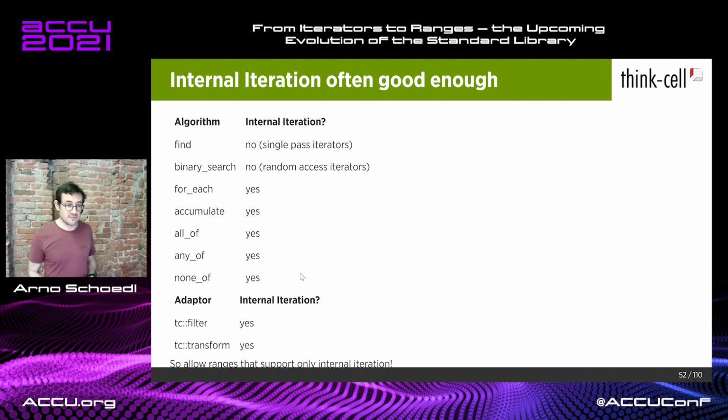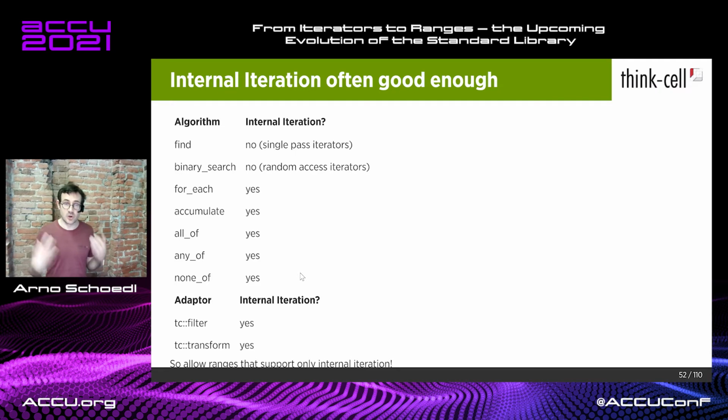In addition, the adapters actually also get by with internal iteration. But in particular, filter and transform can be implemented, no problem, with internal iteration. So the idea is we want to support ranges that support only internal iteration.